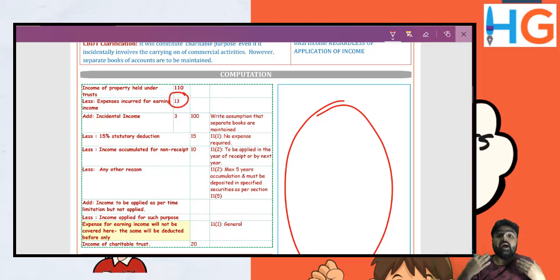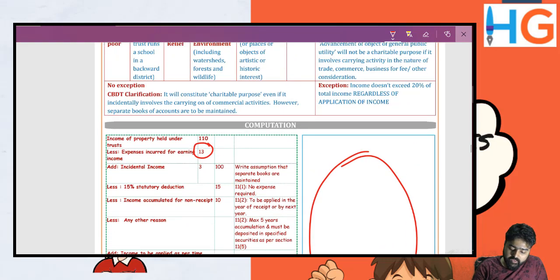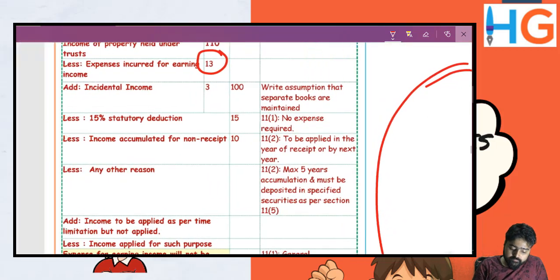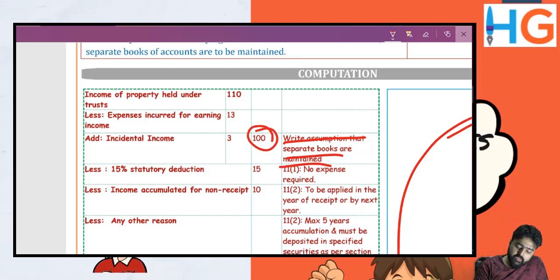These are not expenses actually incurred for the charitable activity. These expenses are incurred for earning income. Expenses which are incurred for charitable activity will come down later. We add incidental income, and then we'll arrive at 100. So for incidental income, we have to write an assumption that separate books of accounts are maintained. Okay, and now, for example, 100 rupees is arrived. Now 15 rupees will be deducted as a statutory deduction.